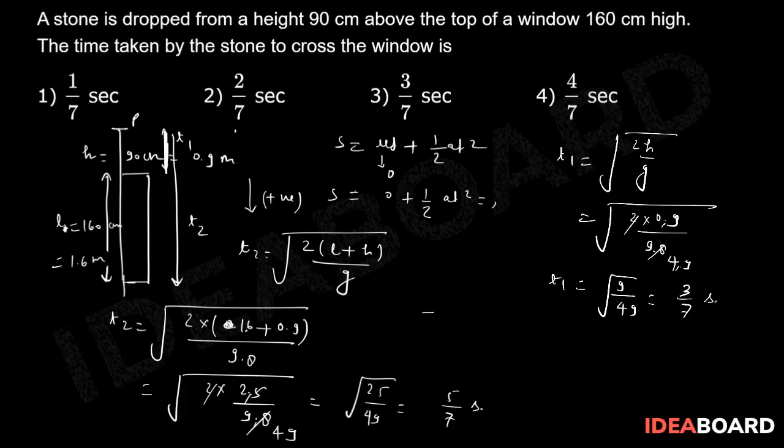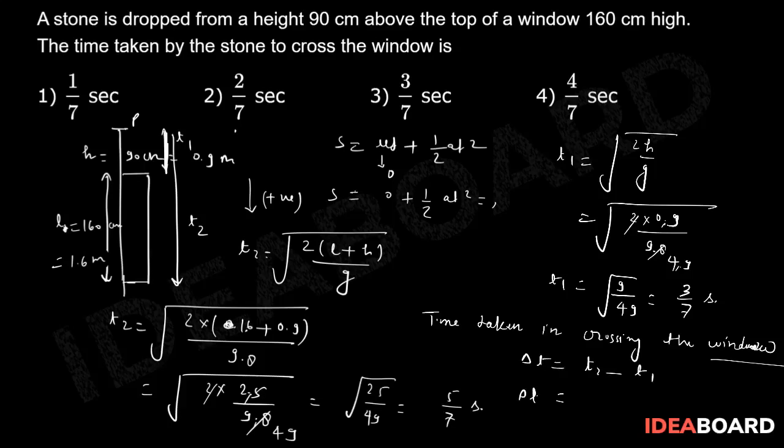So now the final time we want, the time taken in crossing the window, right? So let's say delta t will be t2 minus t1, 5 by 7 minus 3 by 7, 2 by 7 seconds, right? So 2 by 7 means option number 2, 2 by 7 should be the right choice for us in order to cross the window by the pebble.